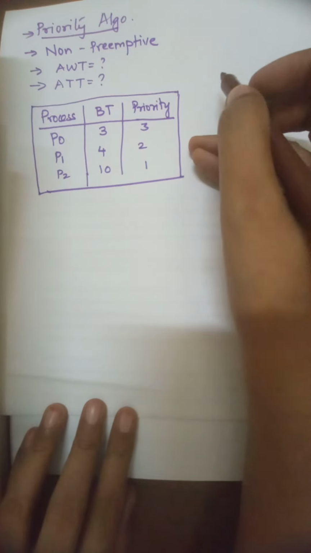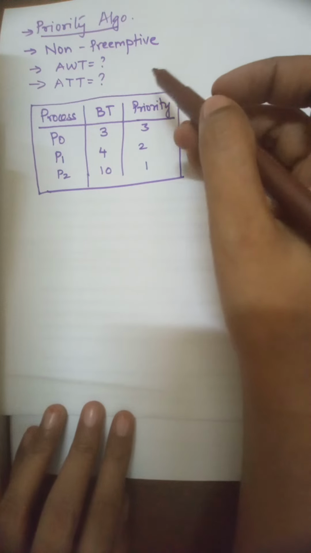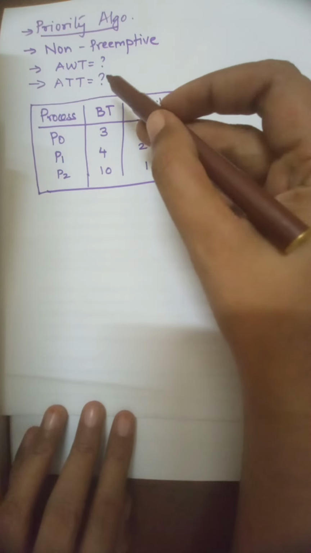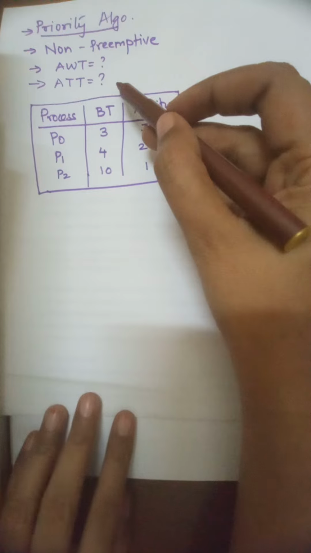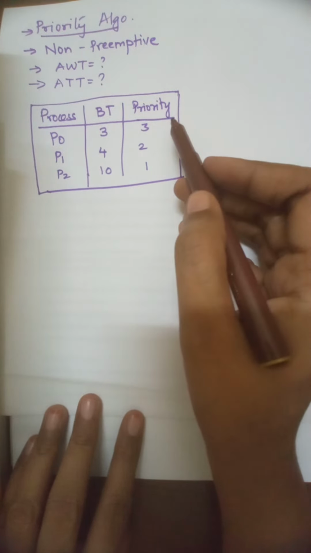So in the question, we have to find, for the priority algorithm, which is a non-preemptive algorithm, the average waiting time and average turnaround time. What is given in the question: we have processes along with the burst time and along with the priority.